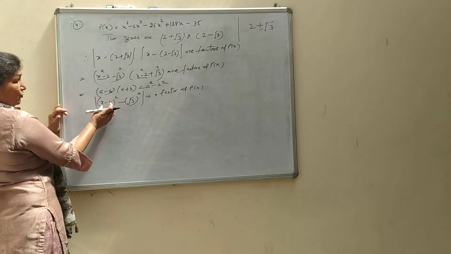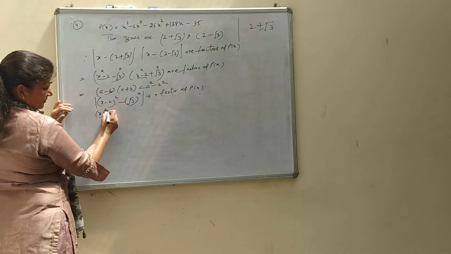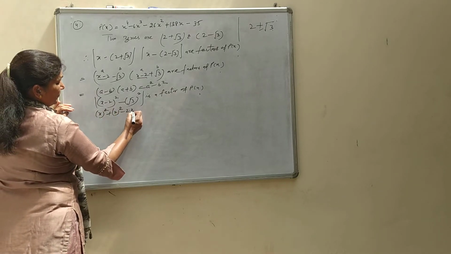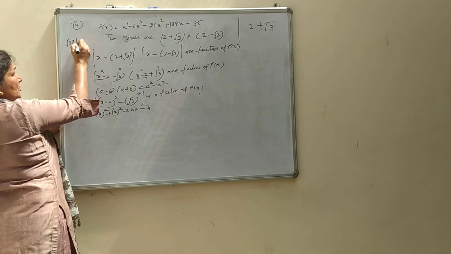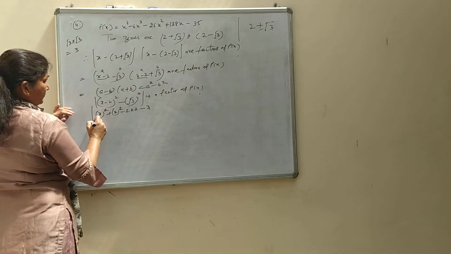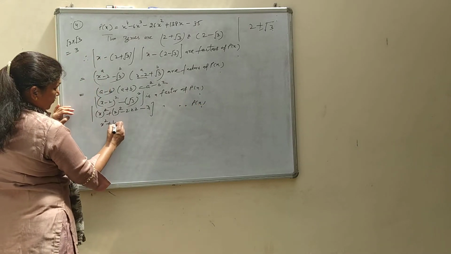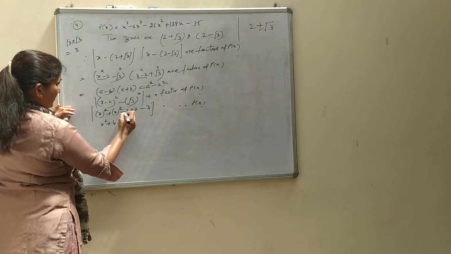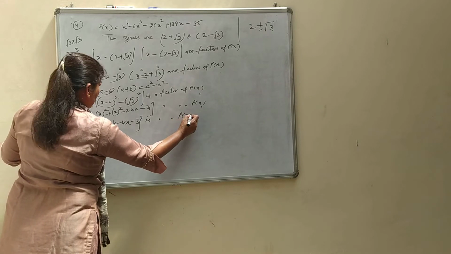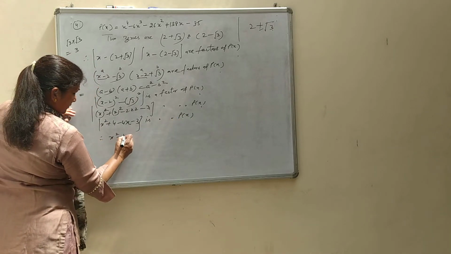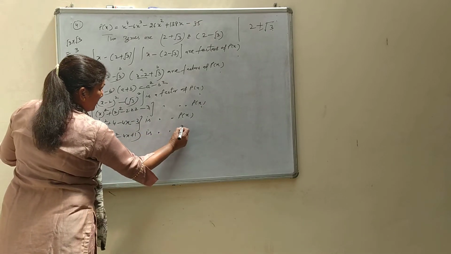Now by again using the identity, a minus b whole square is equal to a square plus b square minus 2ab, minus the square of root 3, which is 3, because when we multiply root 3 into root 3 it is equal to 3. This is a factor of p of x. Now x square plus 4 minus 4x minus 3 is a factor of p of x. Therefore, x square minus 4x plus 1, since 4 minus 3 is plus 1, is a factor of p of x.